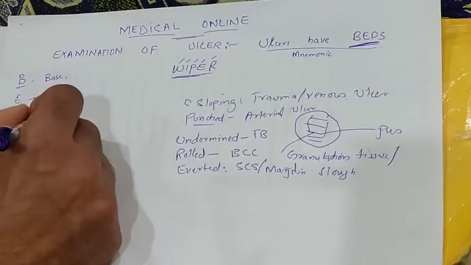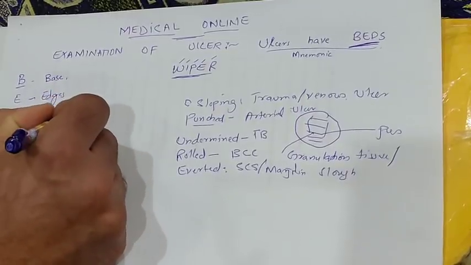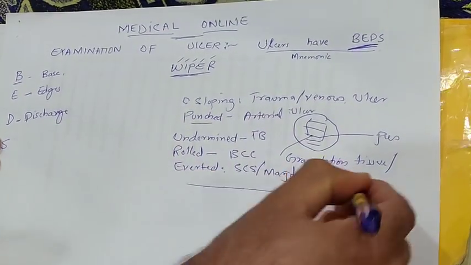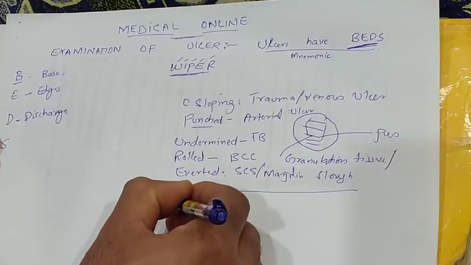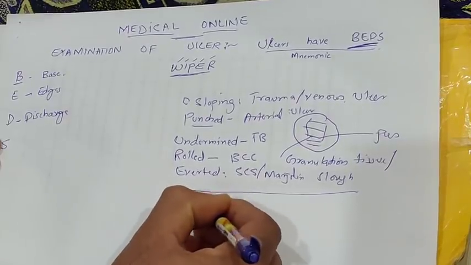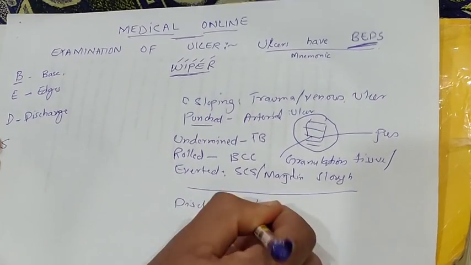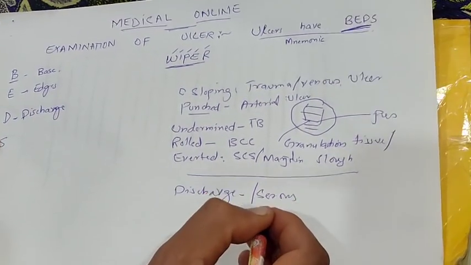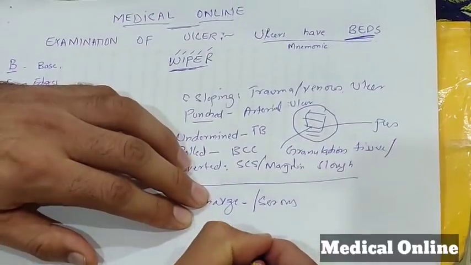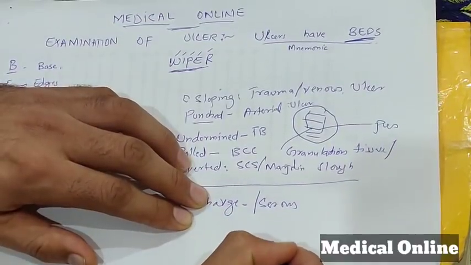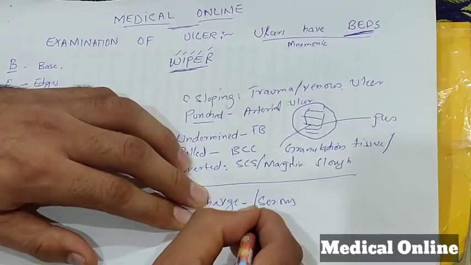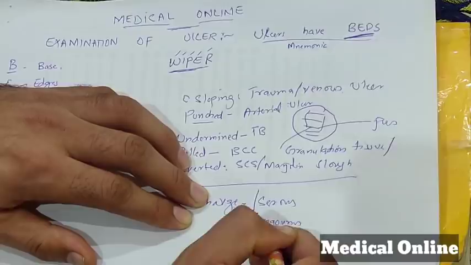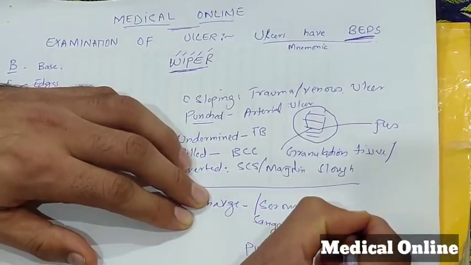Now coming towards the discharge, right? D for discharge. We will check if there is any discharge. Discharge could be, I will just mention it here: serous, purulent, sanguinous, and a combination of serous and sanguinous.